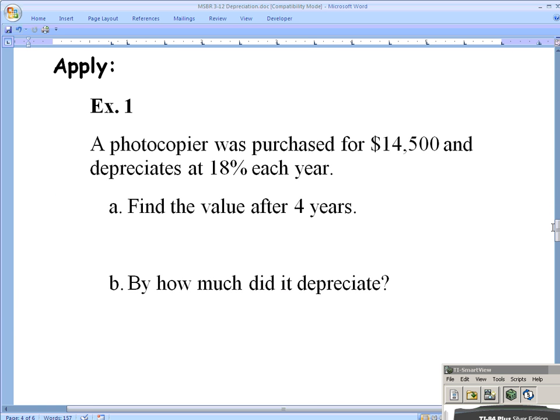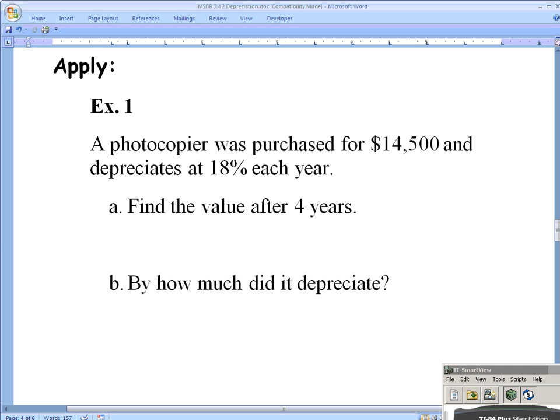So for this first one here, a photocopier was purchased for $14,500 and depreciates at 18% each year. So find the value after 5 years. Now we can use our TVM solver, and we can also use just our regular formula. I'll start off by utilizing the formula, and then we'll take a look at it in the TVM solver.